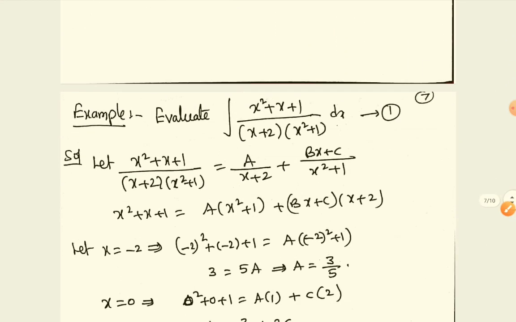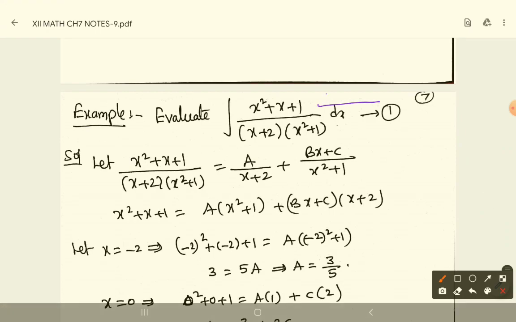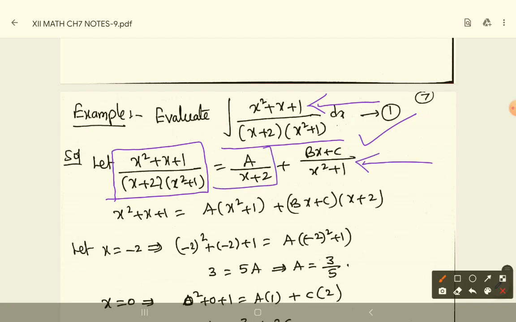Look at that one example. Evaluate integral of x square plus x plus 1 by x plus 2 into x square plus 1 dx. So x square plus x plus 1 by x plus 2 into x square plus 1 can be written as a by x plus 2 plus bx plus c by x square plus 1, because x square plus 1 cannot be factorized. If I can factorize that, I go for type 1 or type 2 models.